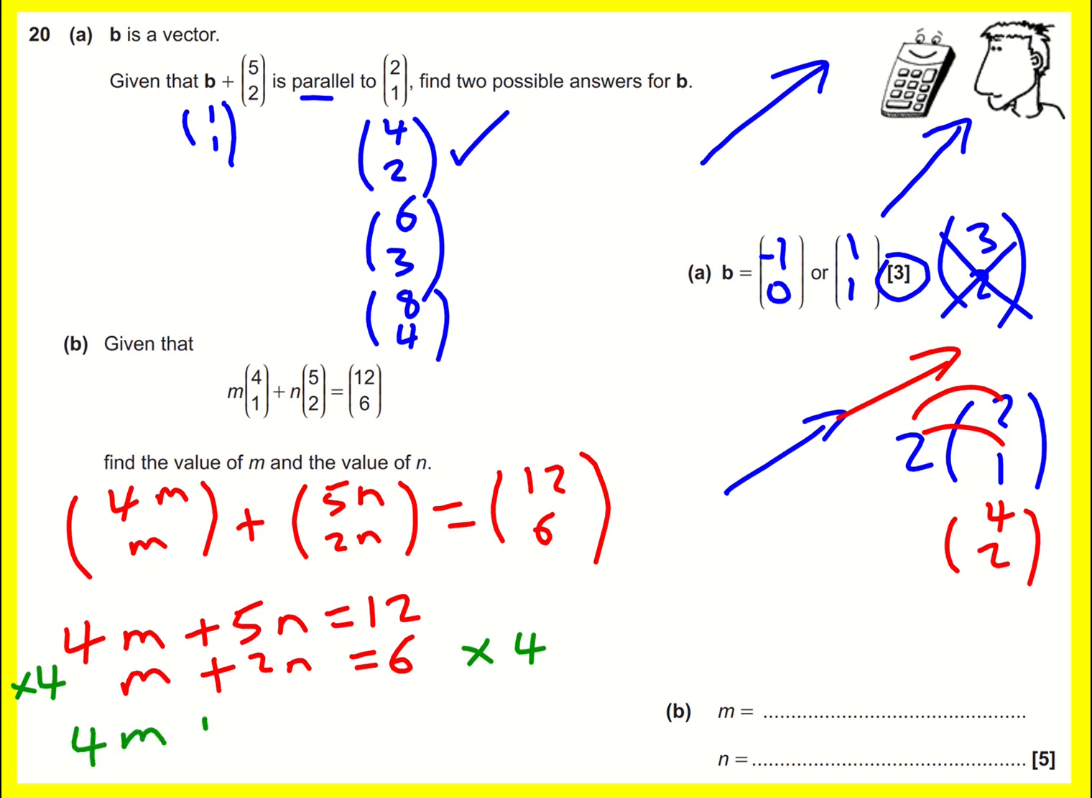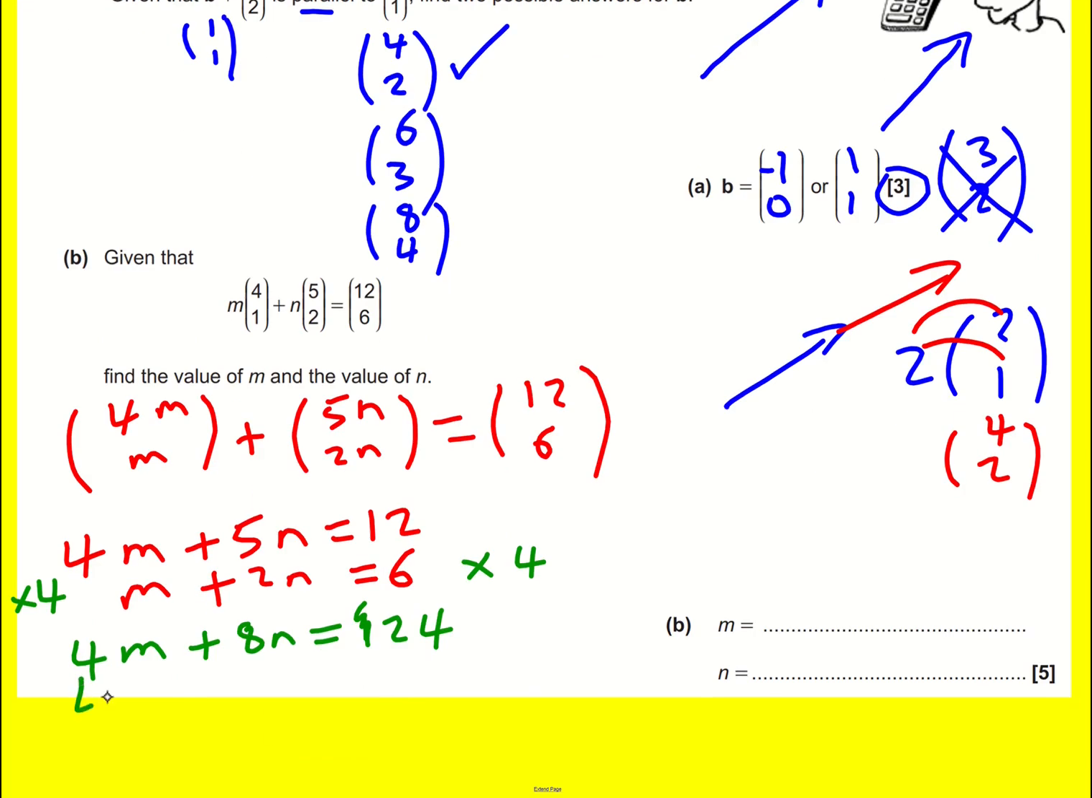I get 4m plus 8n equals 24. And then I'm going to write that other one below it: 4m plus 5n still equals 12. Okay, now I'm going to subtract these. So I'm going to subtract the left-hand sides. I'm going to subtract the right-hand sides. This is the method of elimination. So I get 3n equals 12, and n equals 4.